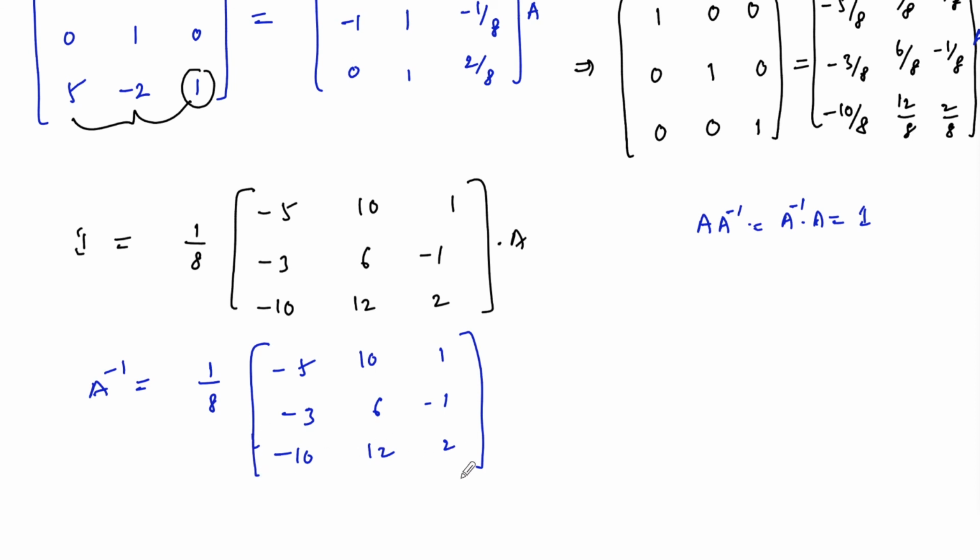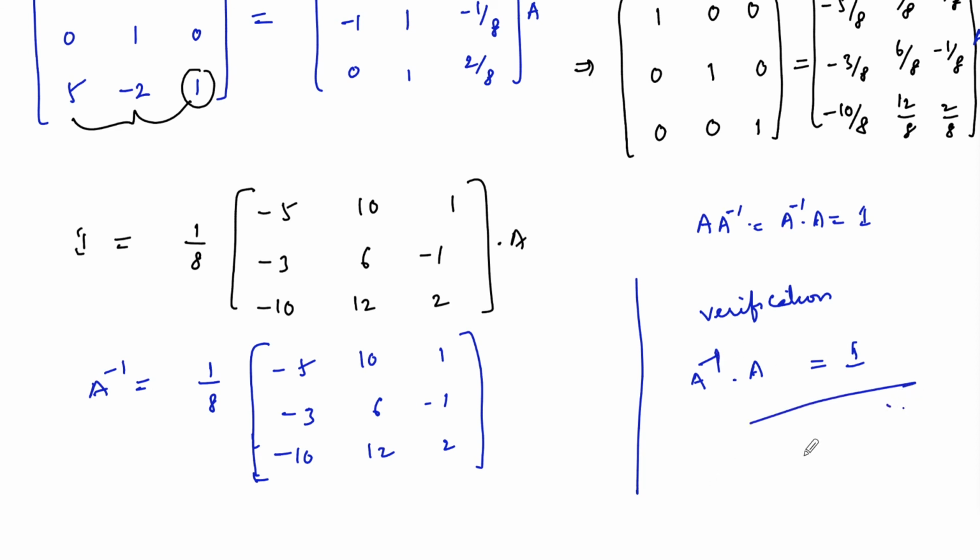So we got the same answer as we have done using row transformation also. Also we can just verify. You can do verification by multiplying given A inverse with the given matrix A. If you are getting identity matrix, your answer is correct. Okay, right.